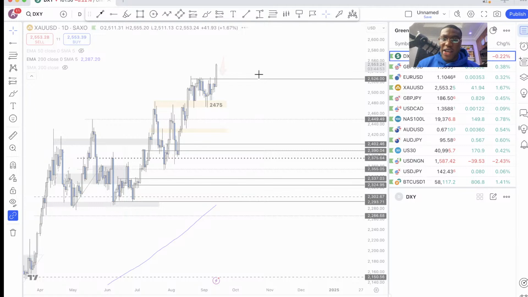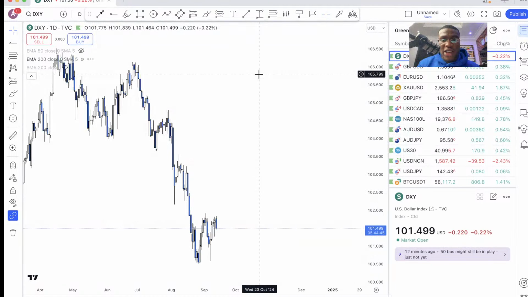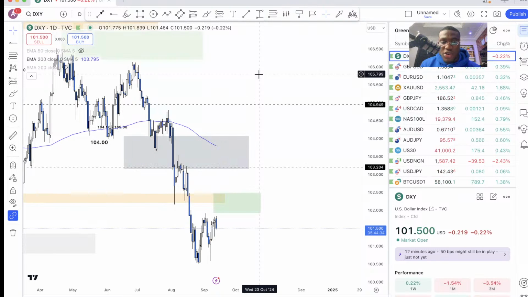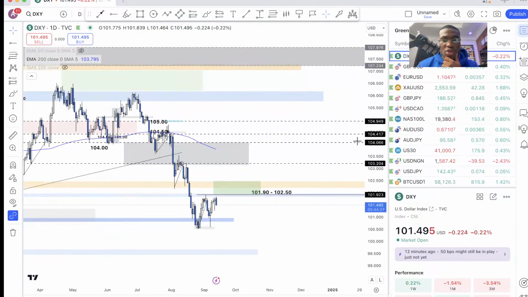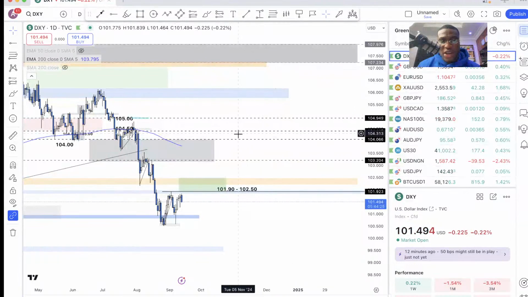Okay. So if you don't know what the dollar index is, the dollar index, or we call it DXY, it measures the value of the US dollar against a basket of six major foreign currencies. That's the Japanese yen, the British pound, euro, Canadian dollar, Swedish krona, and the Swiss franc. Now, this is what I'm talking about. So if you look at the dollar index right now, in simple terms, this just tells you how strong or weak the dollar is.